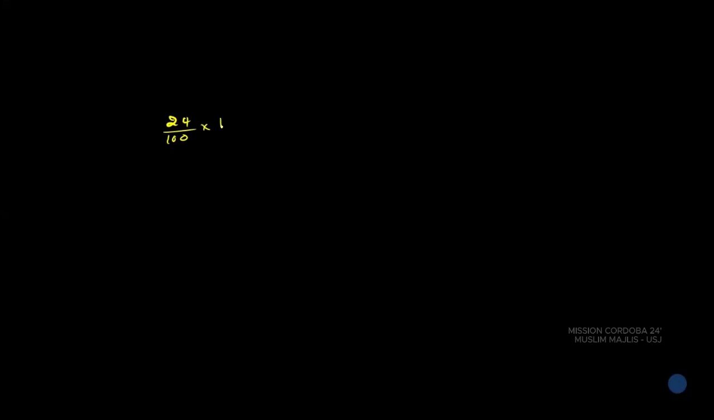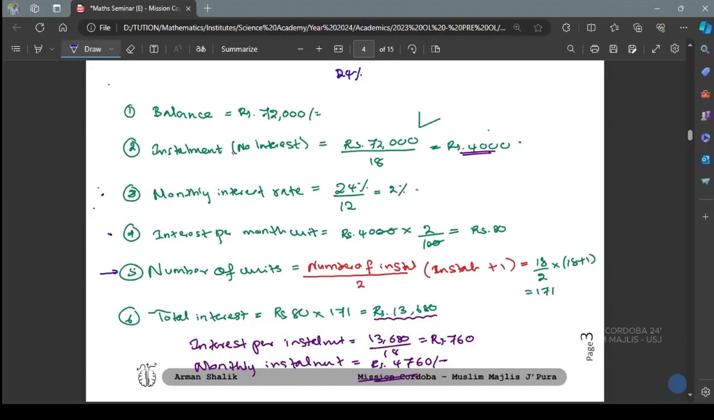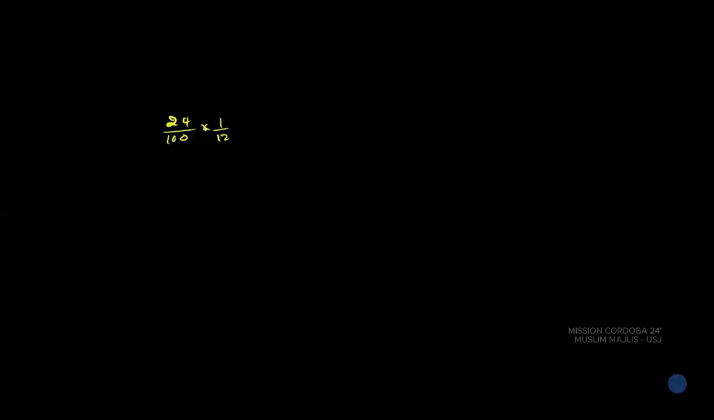24% divided by 12 will give you the monthly interest rate. You see? 24%, I can write it as 24 over 100. Divided by 12 means actually multiplying by 1 over 12. So this gives you the monthly interest rate. So which is the third step.